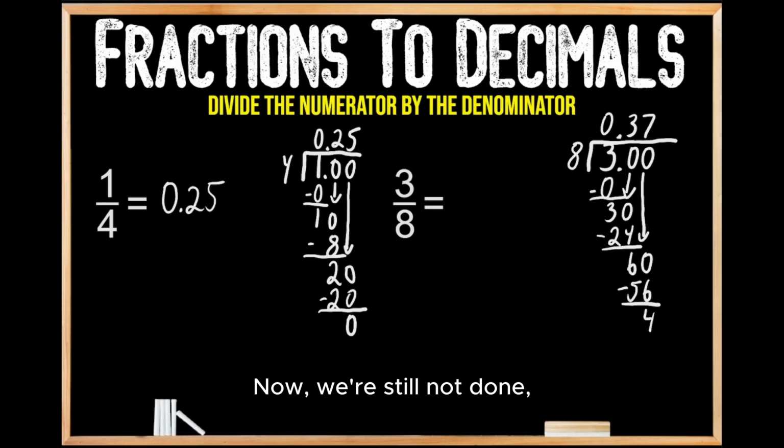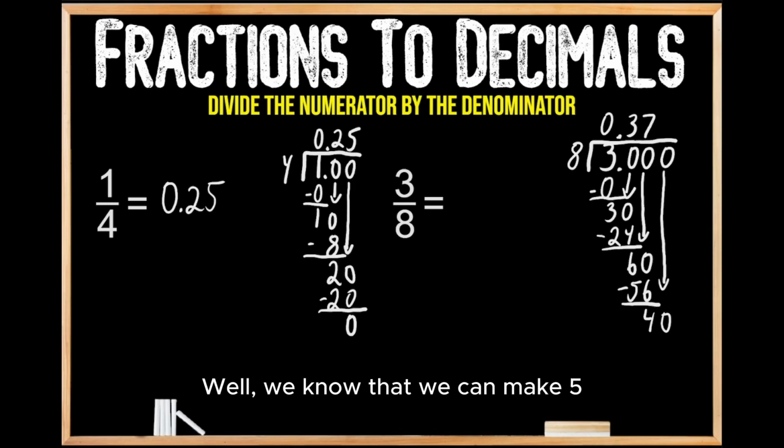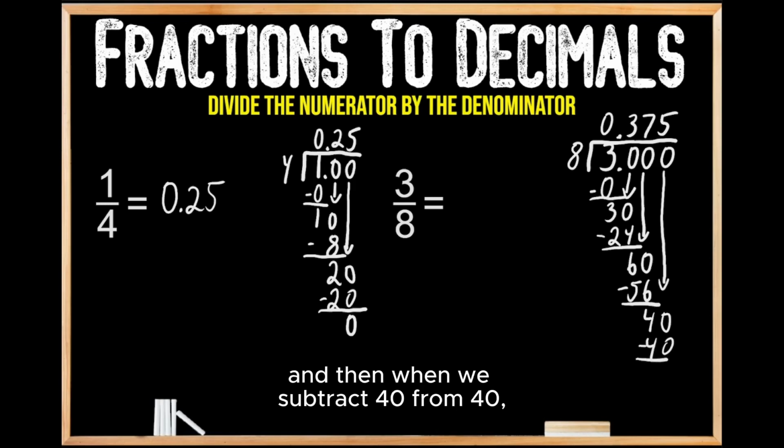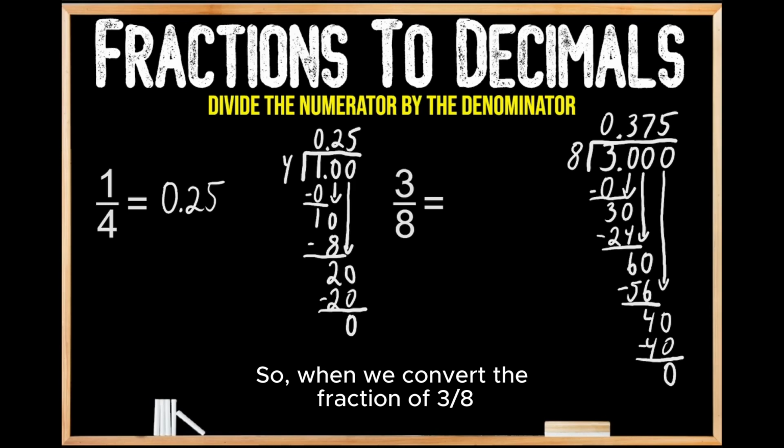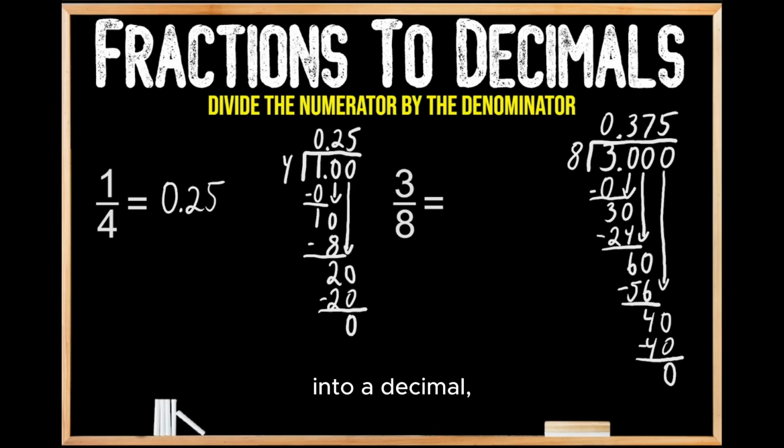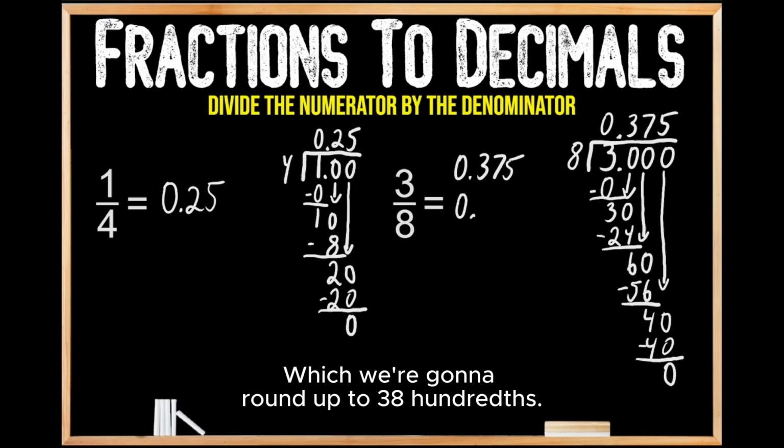Now, we're still not done, so we're going to add another placeholder 0 and drop it down, which is going to give us 40. Now we're going to think, how many groups of 8 can we make out of 40? Well, we know that we can make 5 equal groups of 8 out of 40, and then when we multiply 5 times 8, we get 40, and then when we subtract 40 from 40, we're left with 0. So we're done with this division problem. So when we convert the fraction of 3/8 into a decimal, we get the decimal of 375 thousandths, which we're going to round up to 38 hundredths.